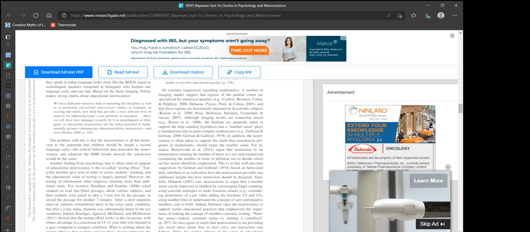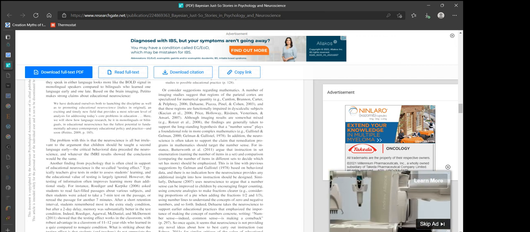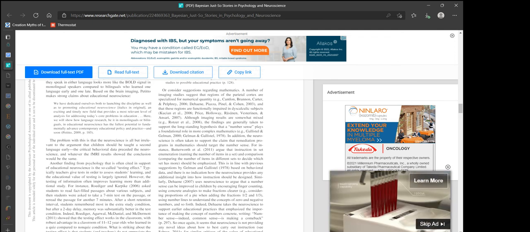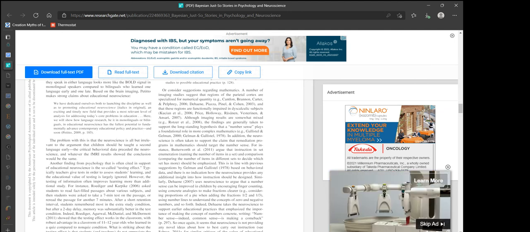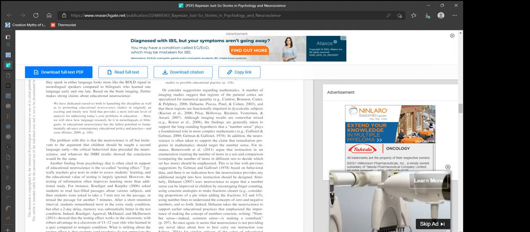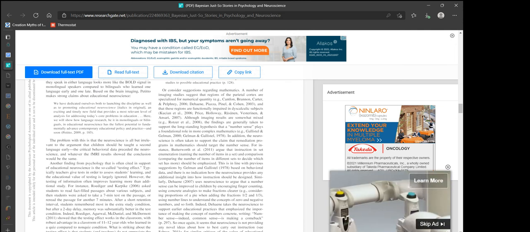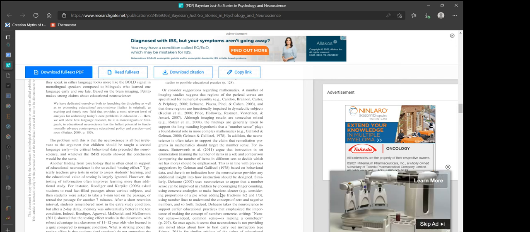In addition, the neuroscience is often taken to support the claim that remediation programs in mathematics should target the number sense. For instance, Butterworth et al., 2011, argue that instruction in set enumeration, naming the number of items in a set, and comparison, comparing the number of items in different sets to decide which set has more, should be emphasized. This is in line with previous suggestions by Gelman and Gallistel, 1978, based on behavioral data, and there is no indication how the neuroscience provides any additional insight into how instruction should be designed.